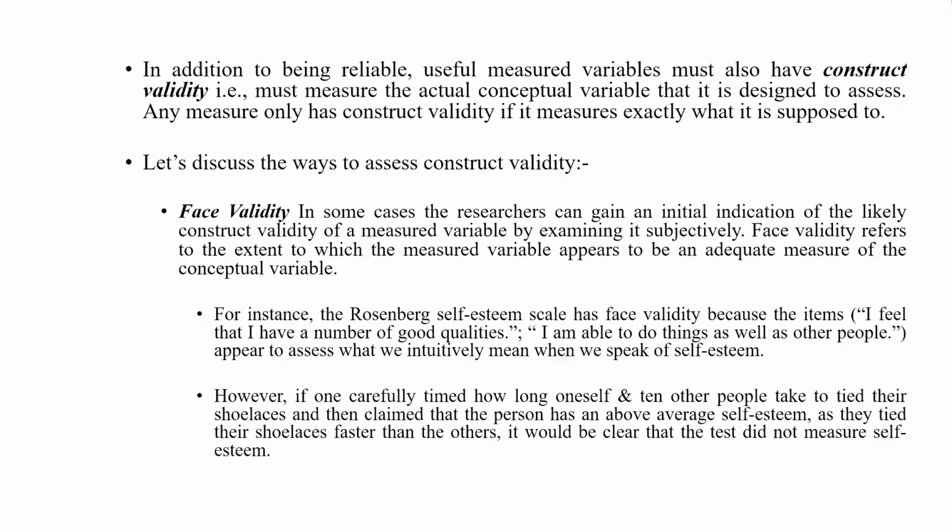For example, we were talking in the previous lecture about the Rosenberg self-esteem scale, the example that Stanger has taken. The Rosenberg self-esteem scale has face validity because of the items. Let's read one: I feel that I have a number of good qualities, or I am able to do things as well as other people. Intuitively, you get a sense that yes, they are measuring how good a person feels about himself or herself, and intuitively you know that these items are measuring self-esteem. In that sense, these items are said to have face validity. You know that these items are approximately measuring the same thing that you want them to measure.